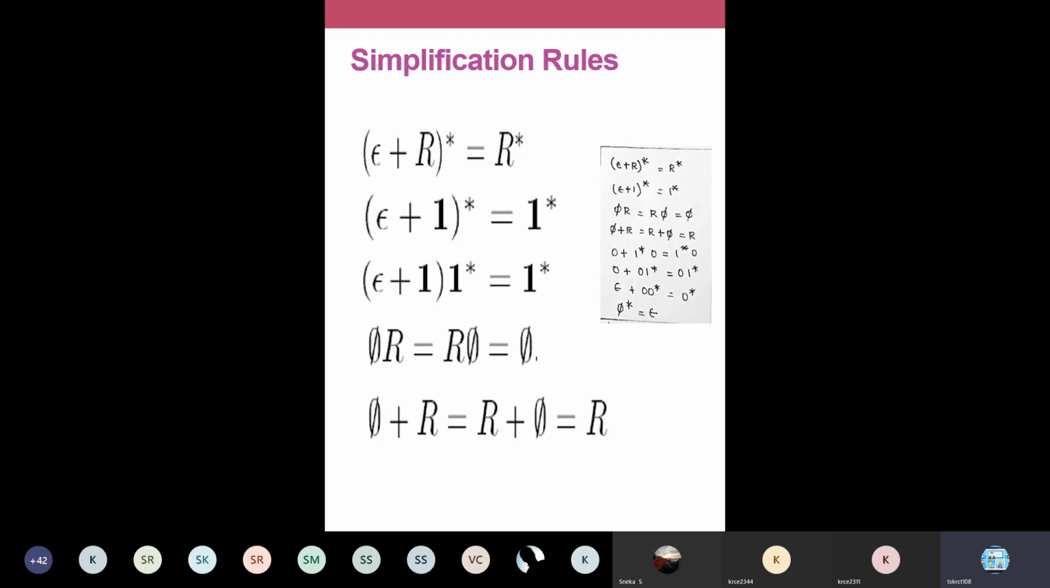Null star is equal to epsilon, we saw, and then this expression 0 plus 1 star 0. When you have expressions like this, 0 plus 1 star 0, take the larger expression and check whether you can derive the smaller expression also. So from 1 star 0, whether we are able to derive 0 also, that we have to analyze. If you are able to derive it, you can take the larger expression as your answer.